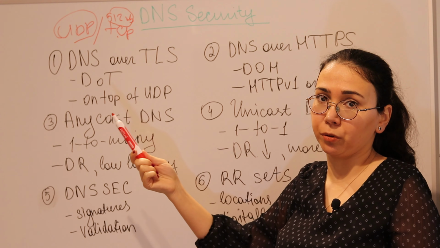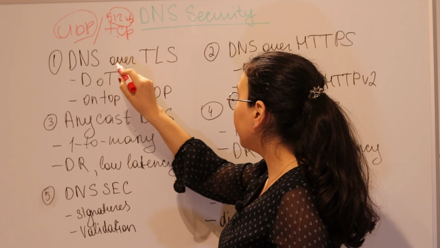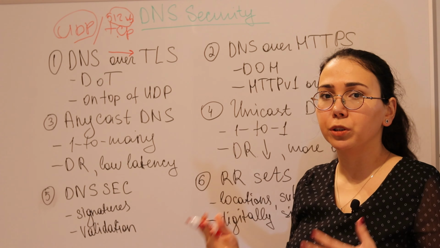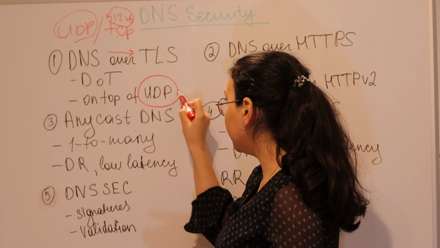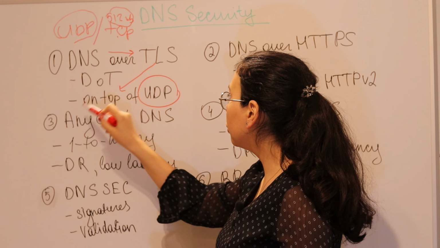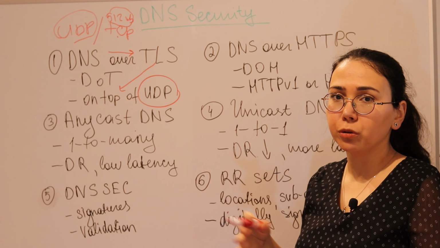It's a UDP protocol. So DNS can run over TLS in order to make it more secure. Shortly, it's referred to as DoT, and it still runs through UDP, and TLS is running on top of UDP in order to ensure the security of communication. This is the first version of the secure DNS protocol.